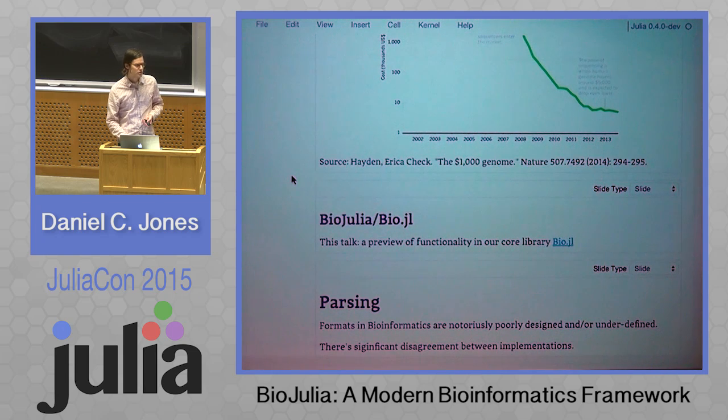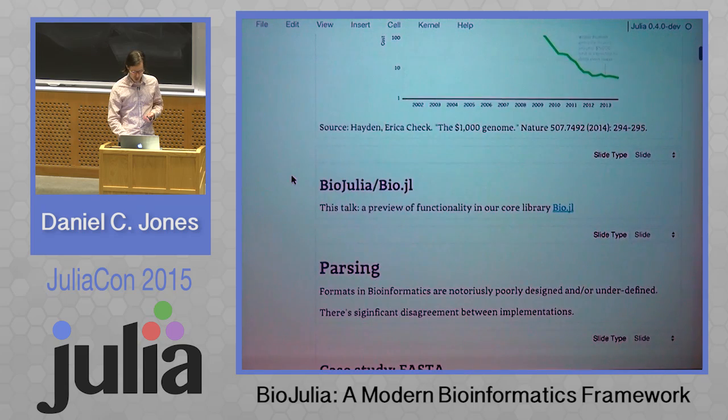Yeah, so this talk is going to be something of a preview of the core package that the BioJulia organization is working on, called BioJL. Some of what I'm about to show is still sitting in pull requests or different branches. We've generally been pretty conservative about merging stuff into master, trying to make sure everything's tested and people have a chance to do code reviews. But all of this works now.